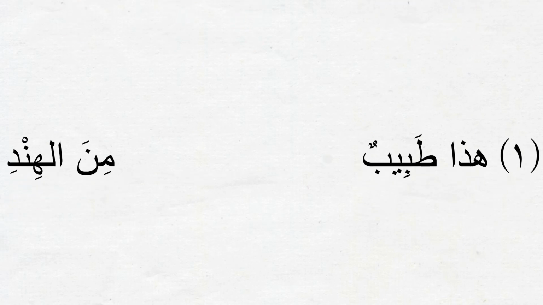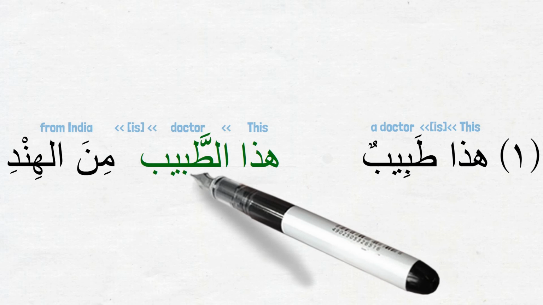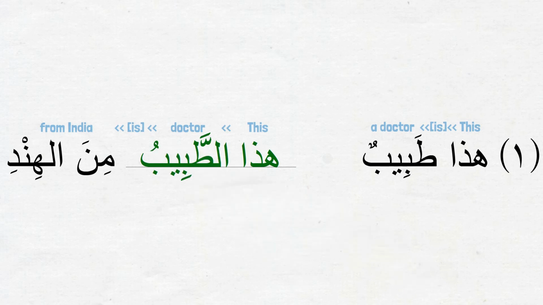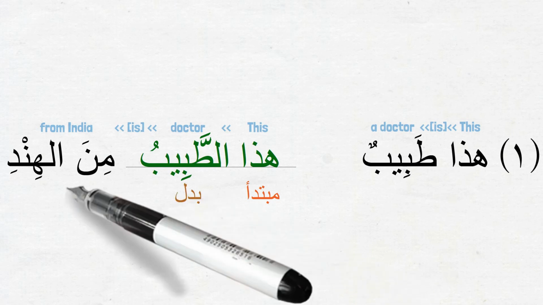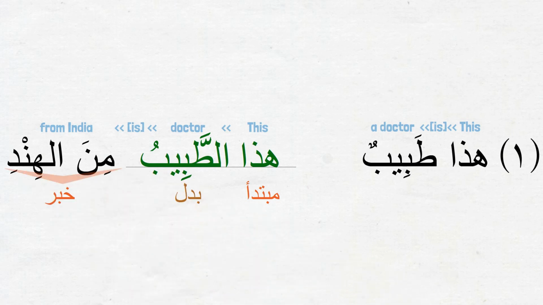In part 1 of the exercise, our simple ismiya sentence is هذا طبيب. This is a doctor. And on the left, we are given a khabar which is min al-Hindi, from India. We should now say this doctor is from India. So what would be our sentence? هذا الطبيب من الهند. This doctor is from India. Again, هذا طبيب was this is a doctor, and هذا الطبيب من الهند translates as this doctor is from India. هذا is the مبتدا, الطبيب is its بدل, and من الهند is the خبر شبه جملة.